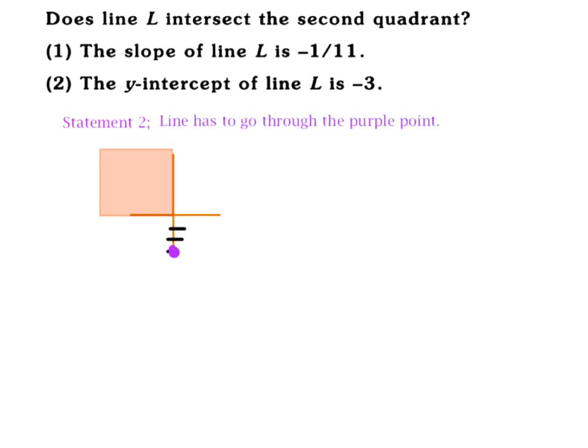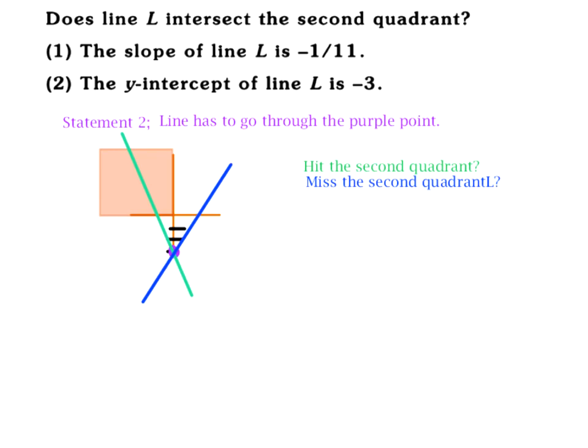So can we hit the second quadrant? Yeah, sure we can, right? If you just make a line that slopes up to the left, then you'll hit the second quadrant. And then can we miss the second quadrant? Well, sure we can, if we just make the line slope up to the right. Yeah, I'll fix that typo in a second. So sure, you can do both.